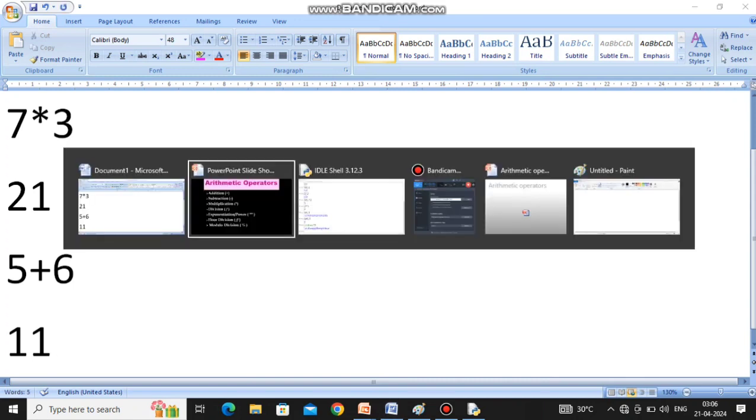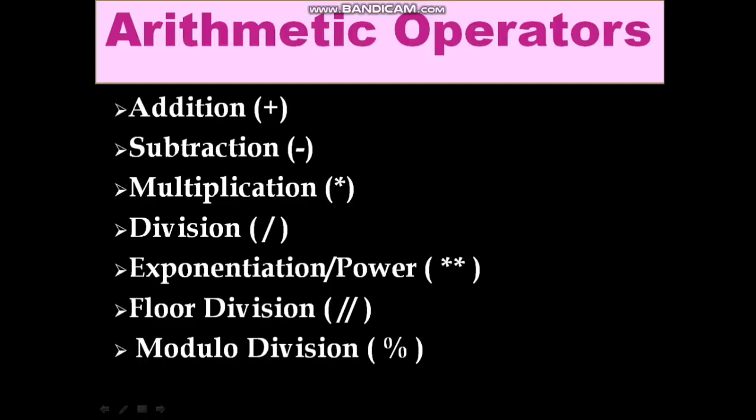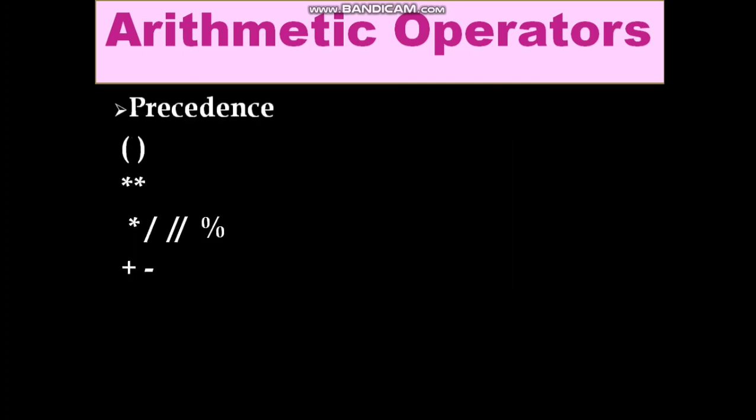So how do we know this? For this we have a rule called precedence. When you have multiple operators in a single expression, we use precedence. Each operator has a precedence, and based on their level of precedence, we evaluate the expression.